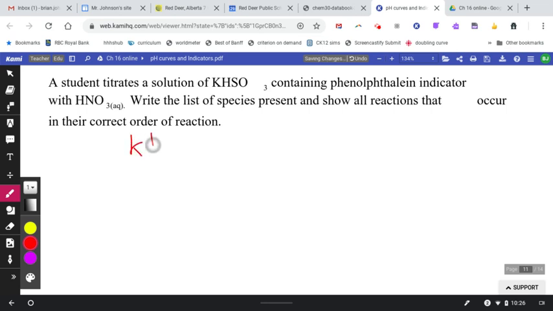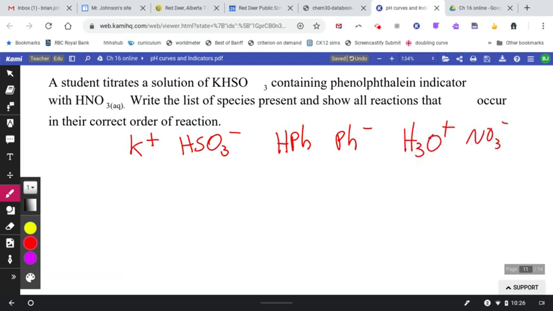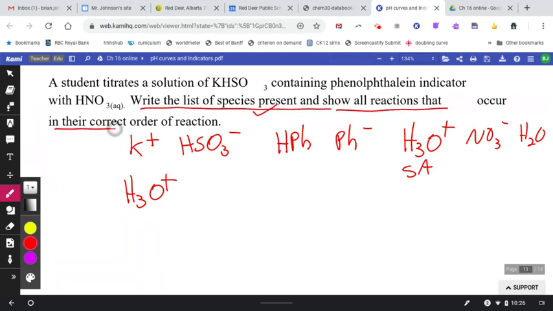It's a grind. K plus, HSO3 minus, phenolphthalein, HPh, Ph minus, nitric acid is a strong acid, and water. Okay, these are all the players. That's obviously our strongest acid. We're going to be adding H3O plus. Write the list of species present. Done. Show all the reactions that occur in their correct order. Okay, so strongest acid will go after the strongest base. So this is a weak base. Anything with a minus is a weak base. Super weak base. It's weaker than water.